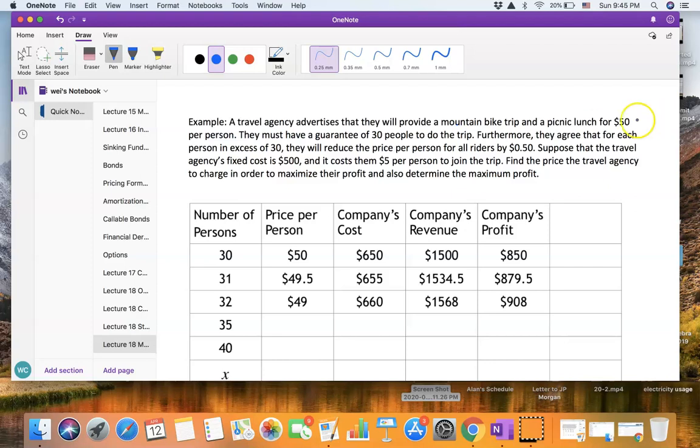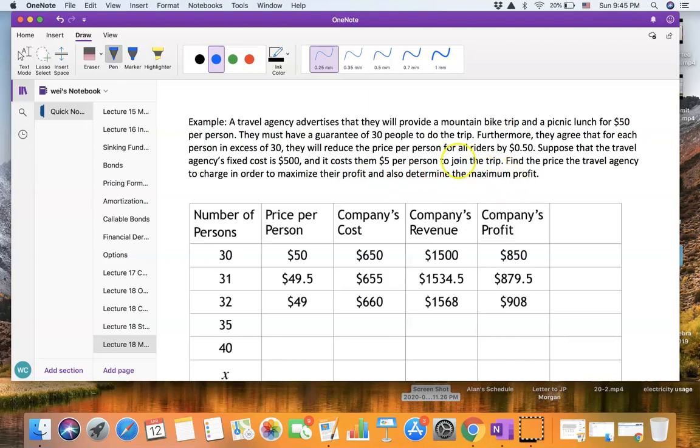Furthermore, they agreed that for each person in excess of 30, they will reduce the price per person for all riders by 50 cents. Suppose that the travel agency's fixed cost is $500 and it costs them $5 per person to join the trip. We want to find the price that the travel agency should charge in order to maximize the profit and also determine what the maximum profit is.